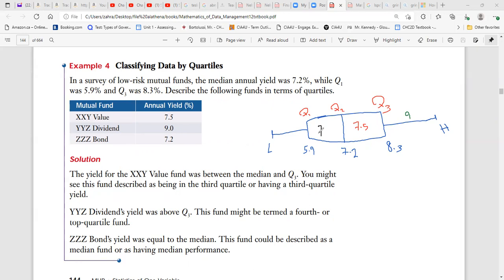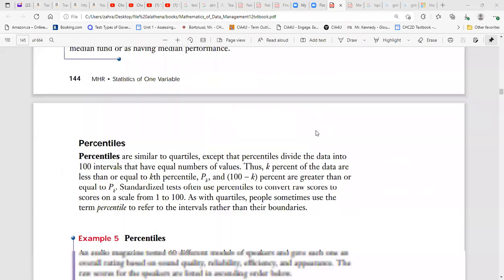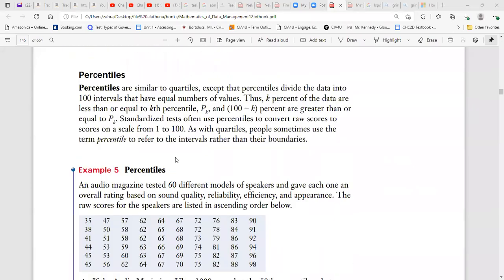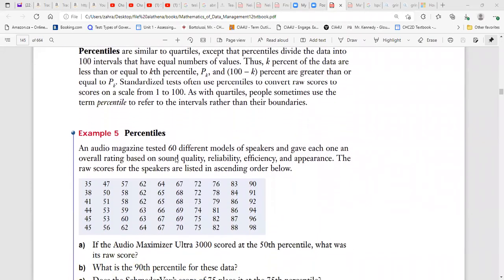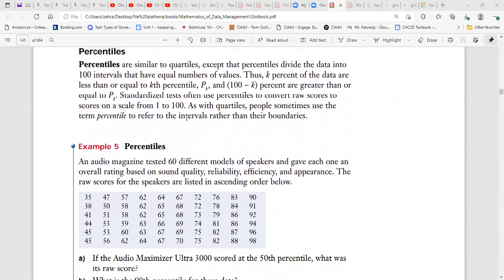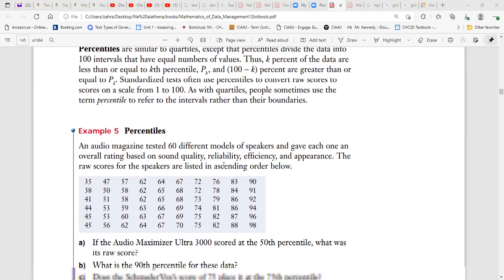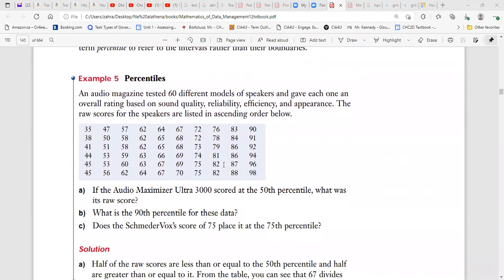7.2 is exactly here. It's going to be on your median. Okay, so percentile. Percentile is the same as the quartile, but we divide it into 100 intervals. Right, so let's just do this question.